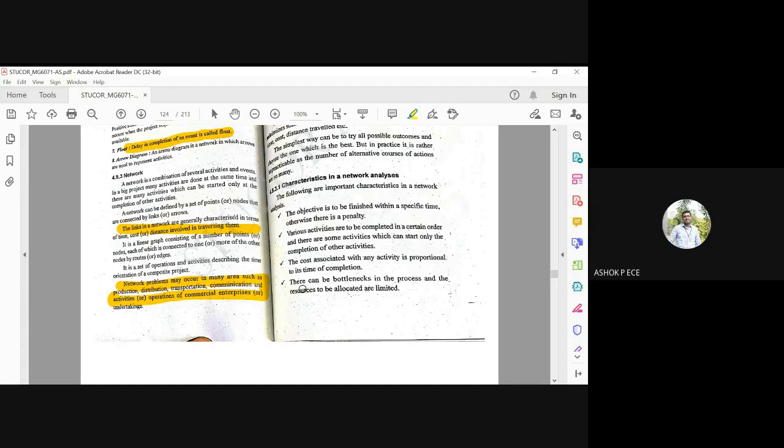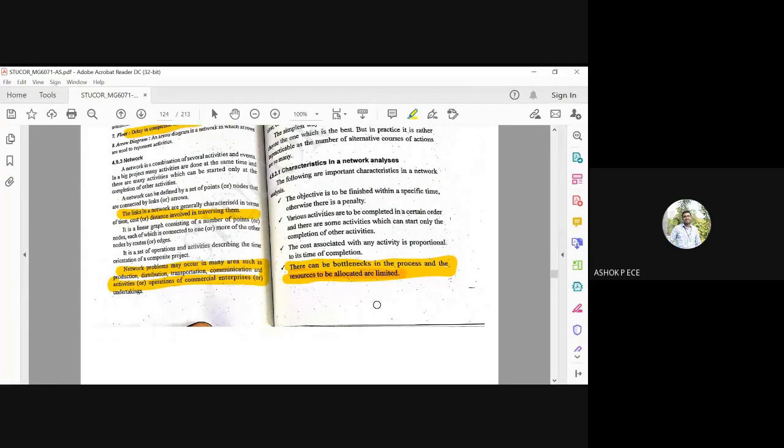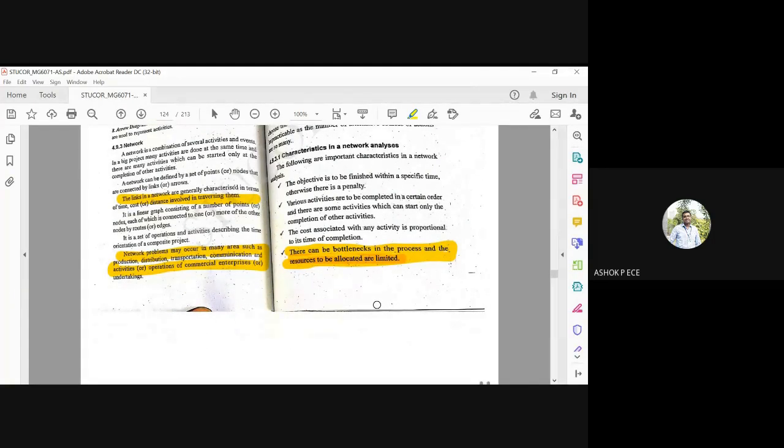There can be bottlenecks in the process, and resources need to be allocated or limited. Bottlenecks means some obstacle may be there in your project, which might be because of resources. So you have to allocate proper resources to each activity. Sometimes the resource will not be available, so resource allocation is also going to be limited. So you have to find a way to overcome all these bottlenecks.